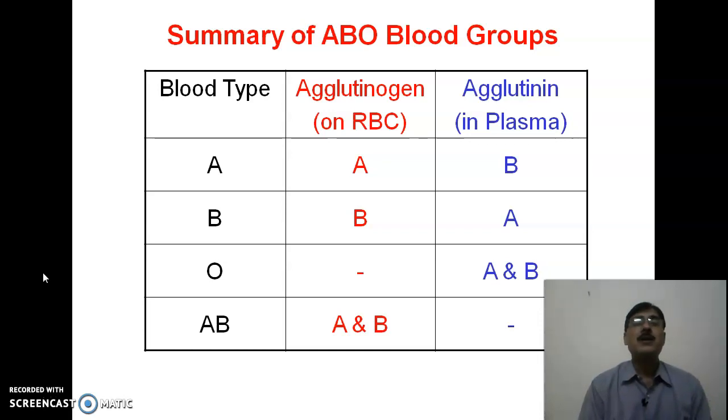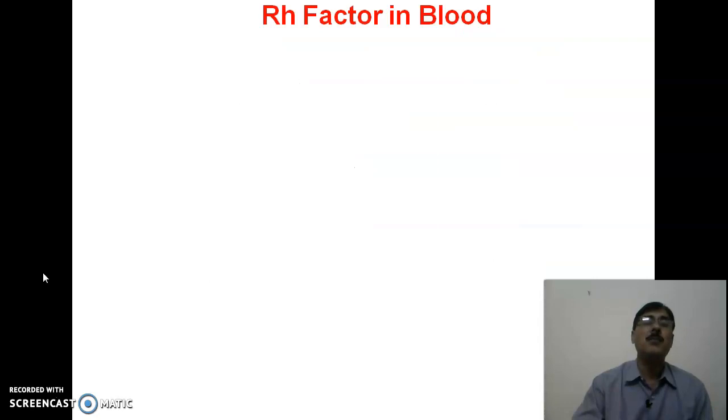This is the summary of the ABO blood group system, where A has antigen A but antisera B in the plasma, while blood group B has antisera A but antigen B, while O has neither antigen A nor antigen B but has both the antisera, and just opposite to O, the AB has both the antigens but neither the antisera A nor the antisera B.